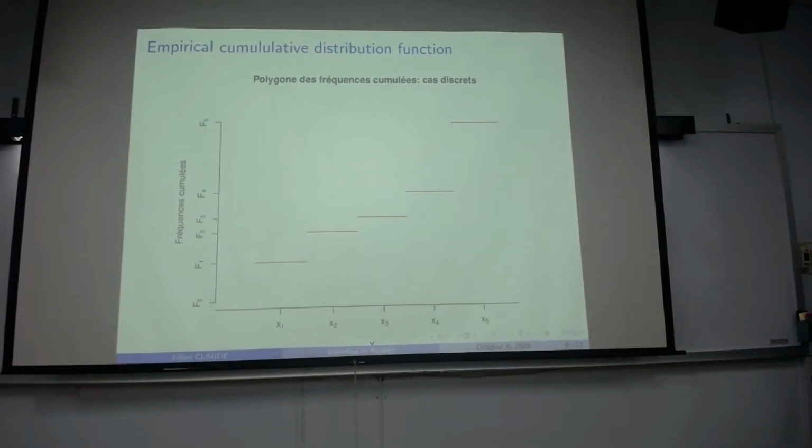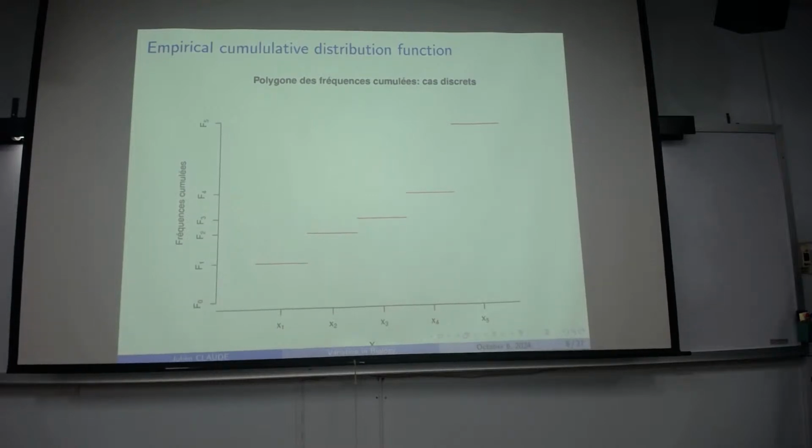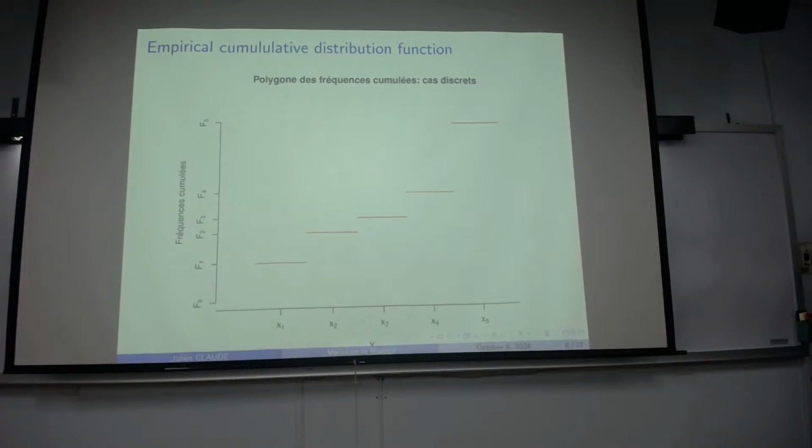This is the empirical cumulative distribution function, which is associating the value of x with their relative cumulative frequency. The values of x, we call them the quantiles. One quantile is a value of x corresponding to a given cumulative frequency.